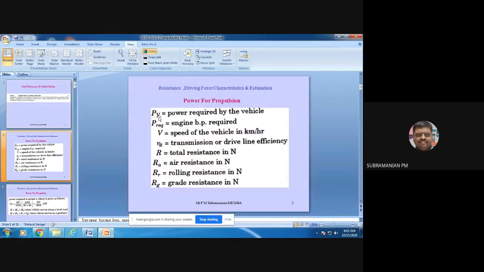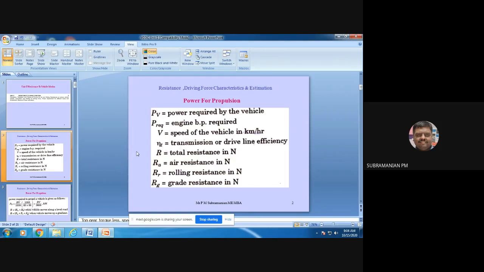This is the power required by the vehicle, and whatever engine power is required. First of all, you have to know what our road is and what its characteristics are. Based on that, I will identify what power is required at the vehicle, that is, what power I have to supply at the road wheels. For supplying the power at the road wheels, what is the engine brake power required? Based on these two characteristics only, I am going to design my engine.